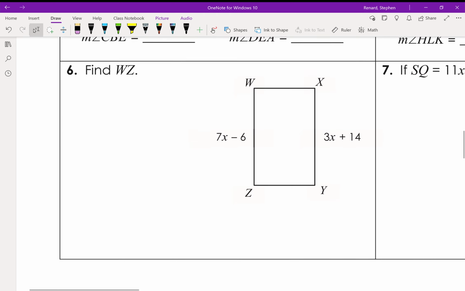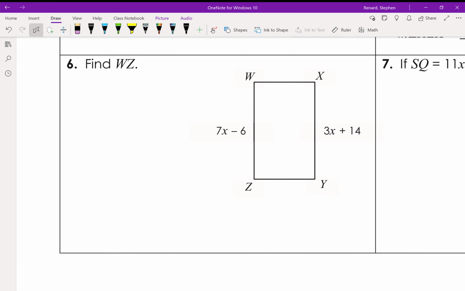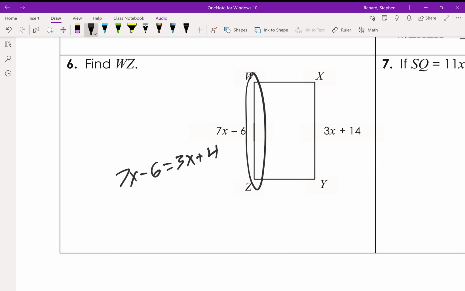Once you get down here, you're going to go find WZ. WZ is this side right here. We know opposite sides are congruent. 7x minus 6 equals 3x plus 14. That gives us 4x equals 20, or x equals 5. Plug the 5 in there. 35 minus 6 is 29. And that would be your answer.